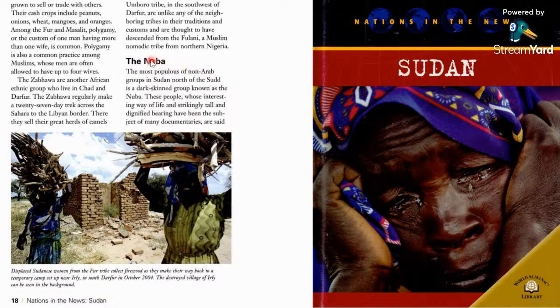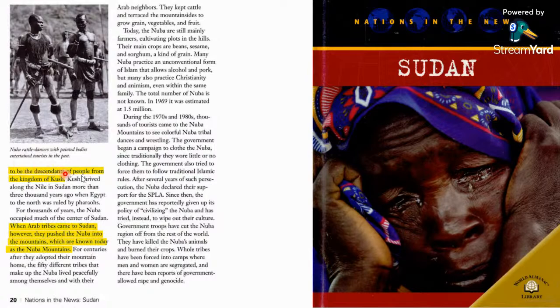It says the most populous non-Arab group in the Sudan, north of the Sudd, is a dark-skinned group known as the Nuba. These people, whose interesting way of life and strikingly tall and dignified bearing have been the subject of many documentaries, are said to be descendants of the people from the kingdom of Kush. Kush thrived along the Nile in Sudan more than 3,000 years ago when Egypt to the north was ruled by the pharaohs. For thousands of years, the Nuba occupied much of the center of Sudan. When the Arab tribes came to the Sudan, however, they pushed the Nuba into the mountains, which are known today as the Nuba Mountains.